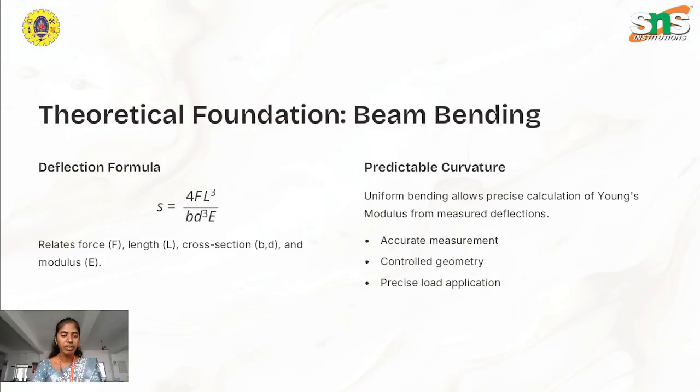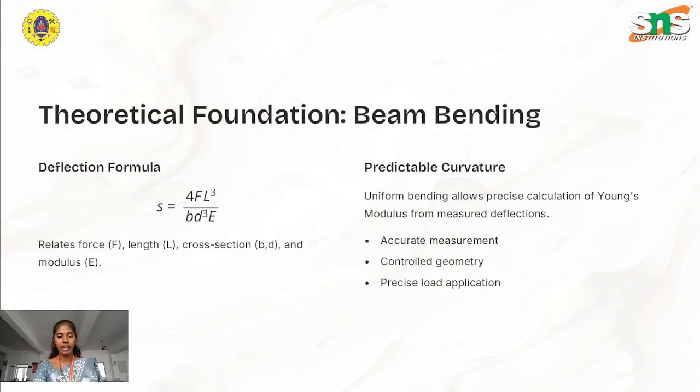The next one is the theoretical foundation and beam bending. We know the formula, the reduction formula of Young's modulus for uniform bending. The formula is Young's modulus E equals 4FL³ by BD³ δ. It was explained in the previous video. Here F is the force, L is the length, B is the breadth of the material, and D is the thickness of the material. Here δ is the elevation, so this is the deflection formula. Using this formula, we will predict the curvature of the body.